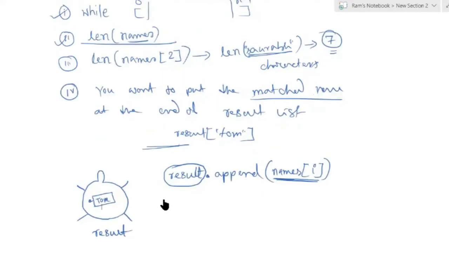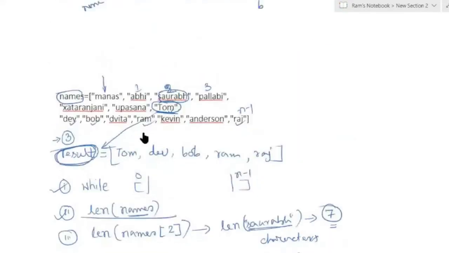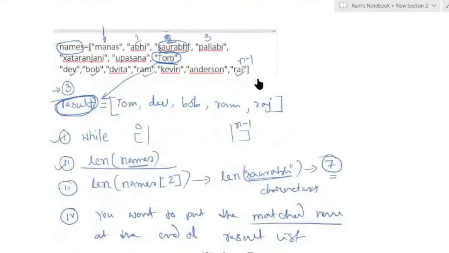Now you see, these are things that you need to know. But what we realize is that if we have to solve this problem, like, what is the problem? Let me tell you one more time. The problem is that you are given a list of names, and you have to write a program that generates a result list, which contains all the names which have three characters in them.